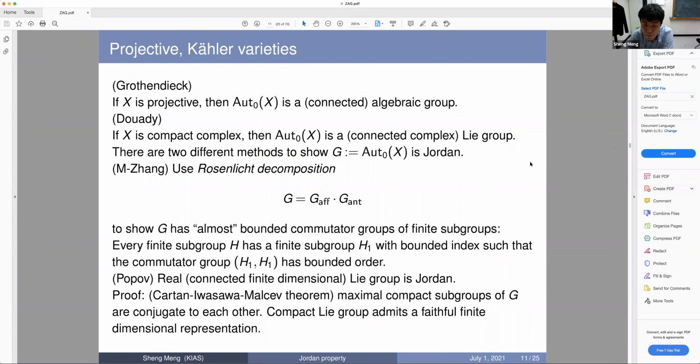So here you don't need a uniform dimension of this representation, right? You don't need that one. Because I already chose the maximal compact subgroup, I only need to show the Jordan property for one maximal compact subgroup, which is enough. Okay, thank you.